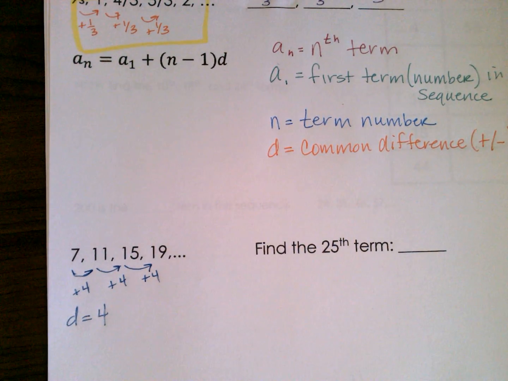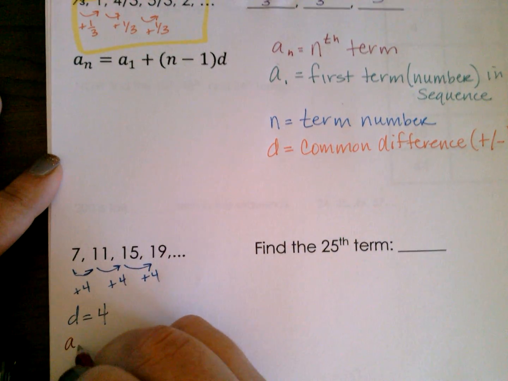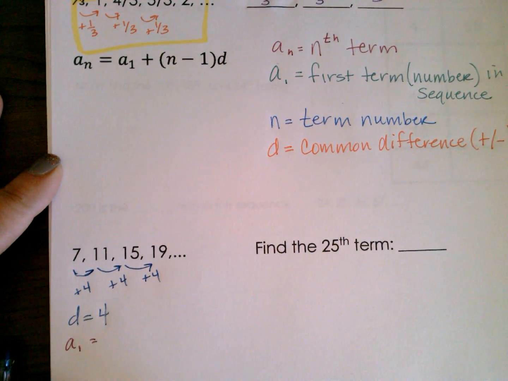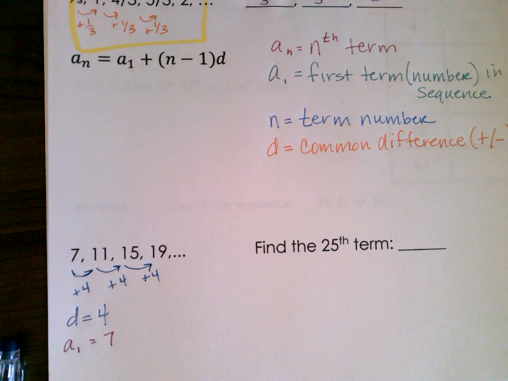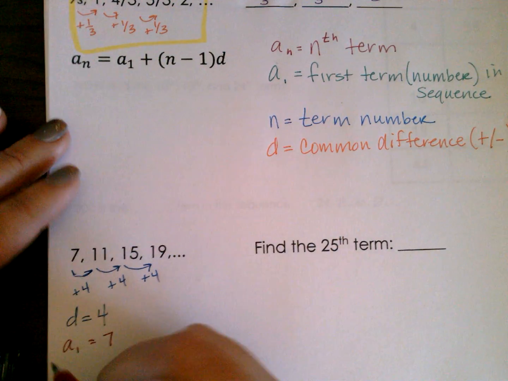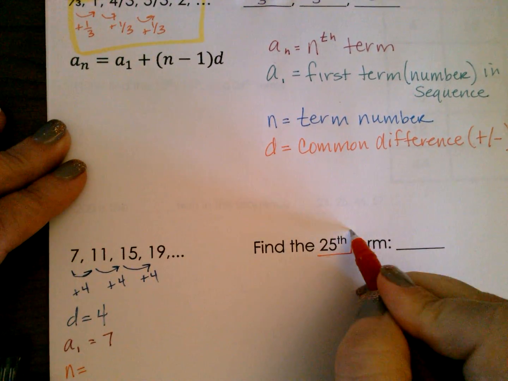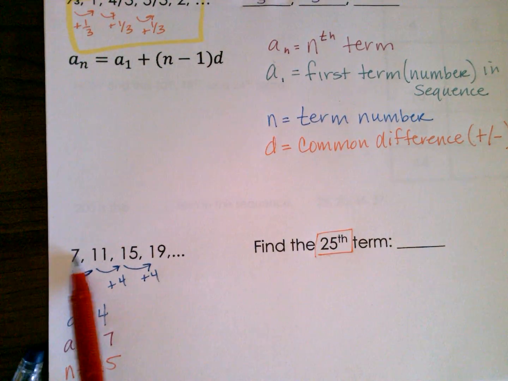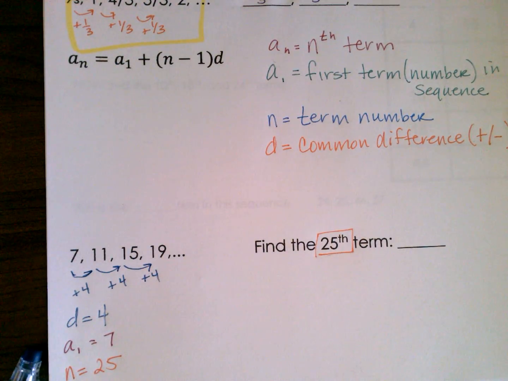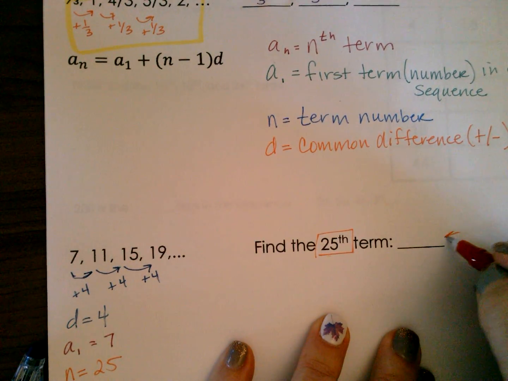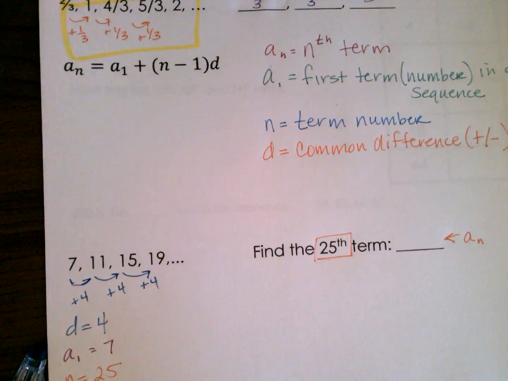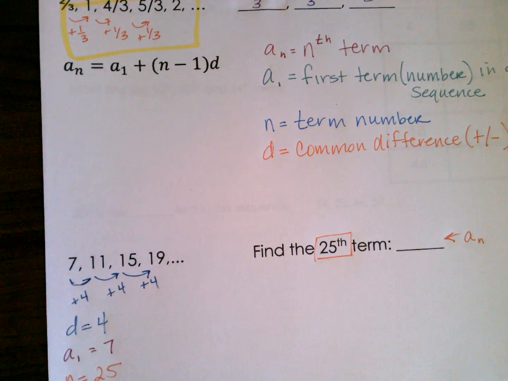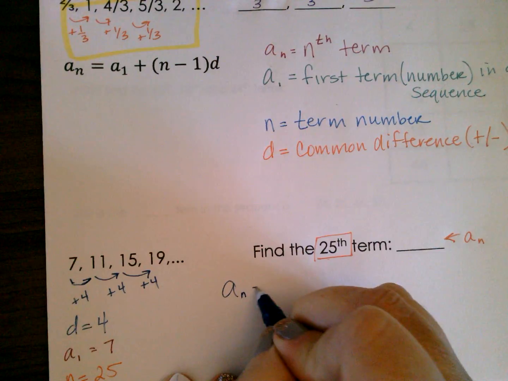All right. Our first term, I think you can see by just looking at the sequence, is 7. The term number I'm looking for is 25. I want to know, if I were to list 25 numbers in this pattern or sequence, what number would fall in the 25th spot? This answer right here is a sub n. Okay, so I will use this equation.